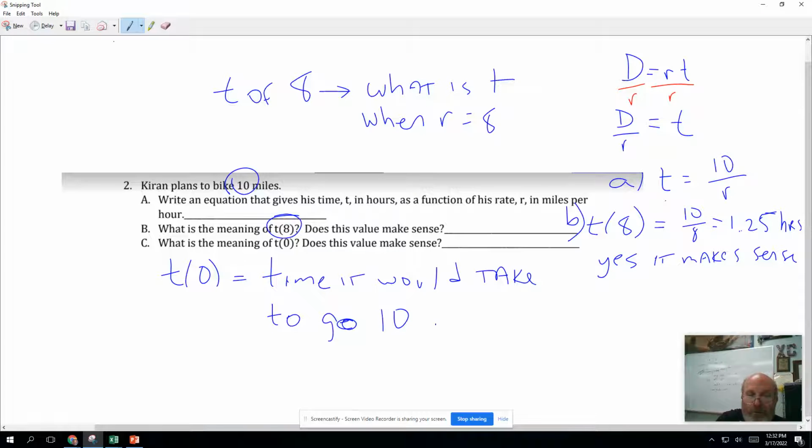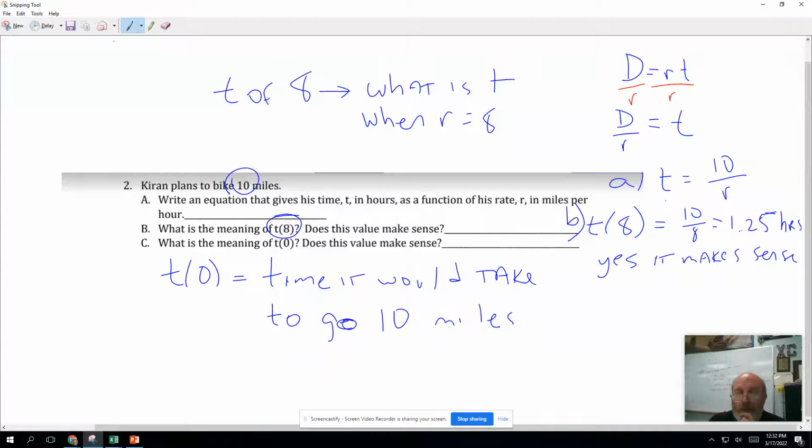So to answer these, will we just put yes and no? Like we don't have to write out the equation or anything? That's what I see there. It says, does it make sense? Okay, so we don't have to answer what is the meaning of t of 8? No, you have to answer that, and that's what this is right here. Where are we supposed to answer that? Well, it means that it would take 1.25 hours to go 10 miles at 8 miles per hour. Honestly, when I read that, I first thought it said, what is t of 8? But for the meaning of it, I'll write that for you in just a minute, okay?